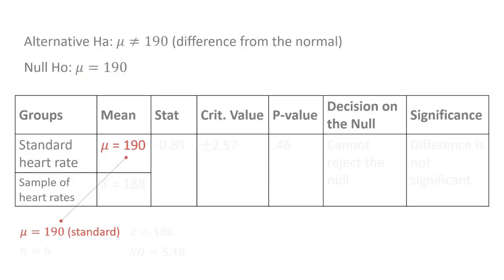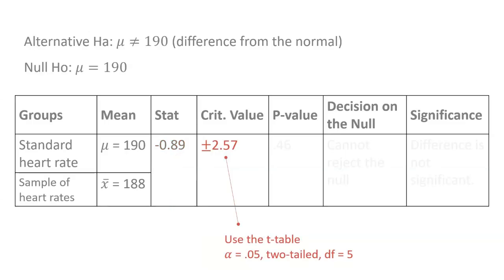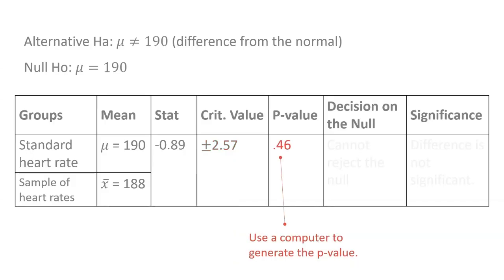We place the population mean mu as the standard. Next is the computed sample mean x bar. We use the one-sample t-test formula and compute for the statistic of negative 0.89. We use the t-table to give 2.57. Remember, alpha is 0.05. We now use two-tailed, and the degrees of freedom is 5. A computer generates the p-value for us. In this case, the p-value is 0.46 or 46%.